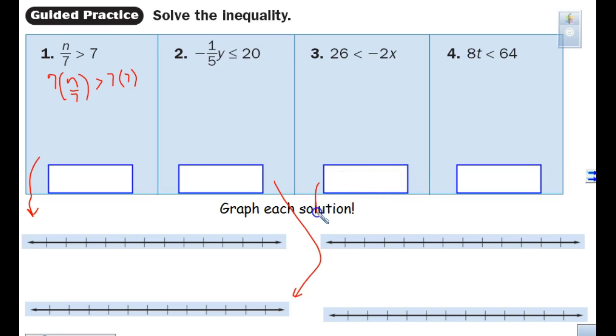We'll do the second one down below here, we'll do the third one here, and we'll do the fourth one on the last graph. Okay? You've done the first one. Try number 2.